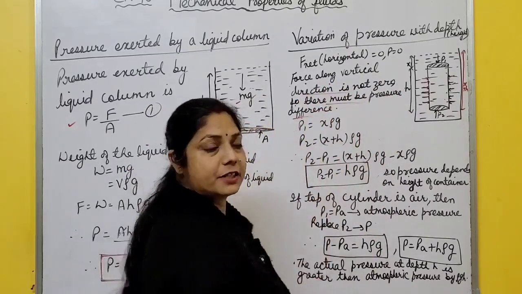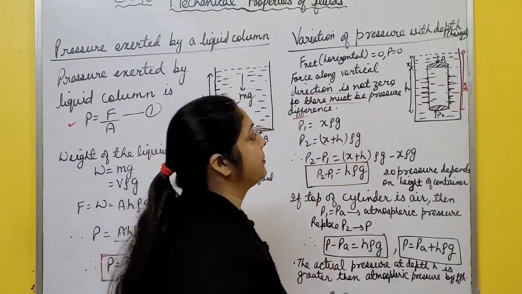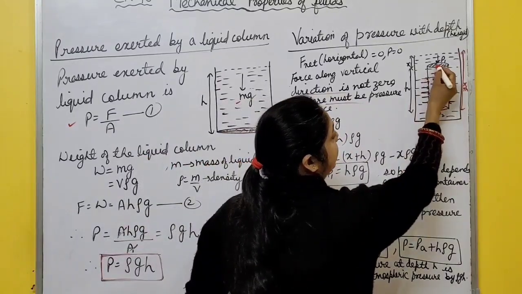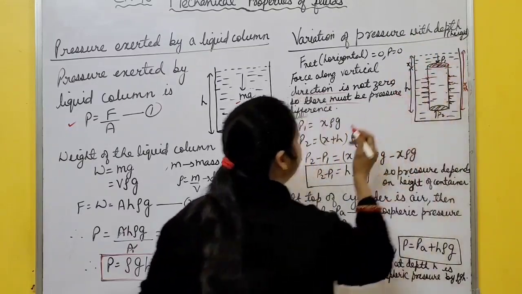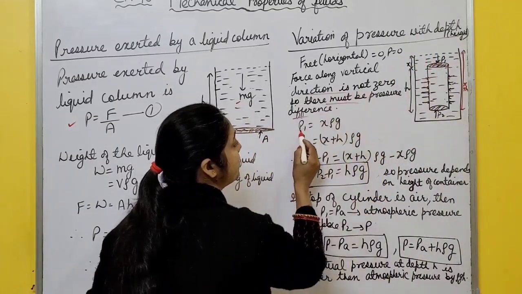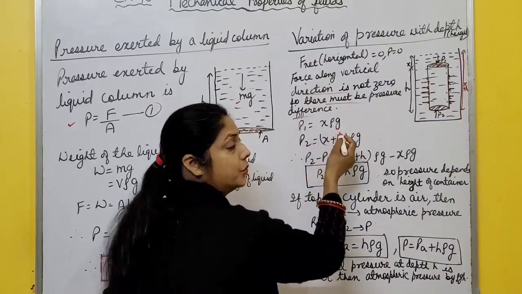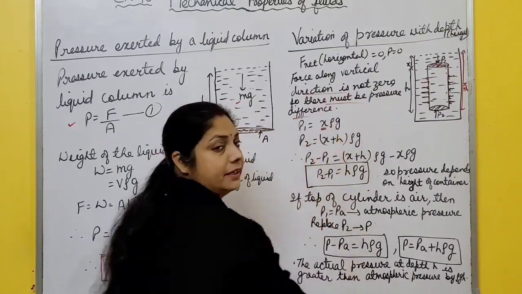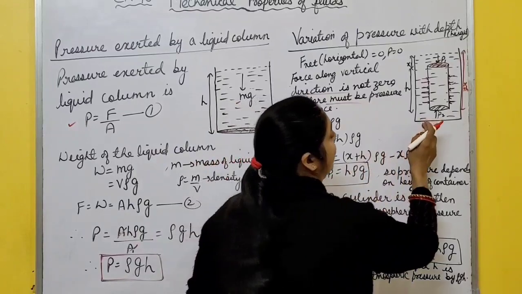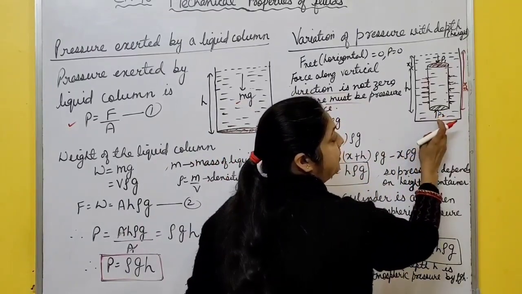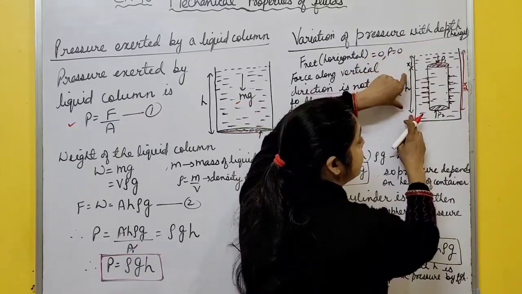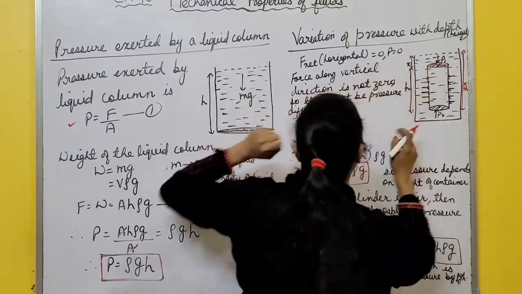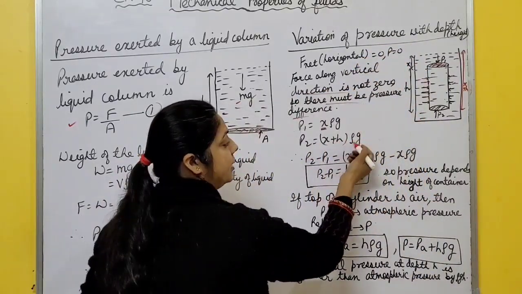Now how do you find this pressure difference due to depth? Suppose this first part is at height x from the free surface. So the pressure exerted at the first point is P1 equal to x rho g, since the height from the free surface is x. Now at this point, pressure P2, the total height from the free surface is x plus h, where h is the height of this container. So P2 is x plus h rho g.